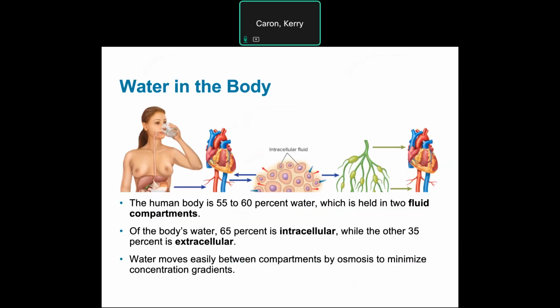Water in the body, because the human body is 55 to 60% water, we hold water in two fluid compartments: intracellular, within the cell, and extracellular, outside of the cell. 65% of water in the body is within the cell, whereas 35% is outside. And water is moving in between those compartments through osmosis all the time.